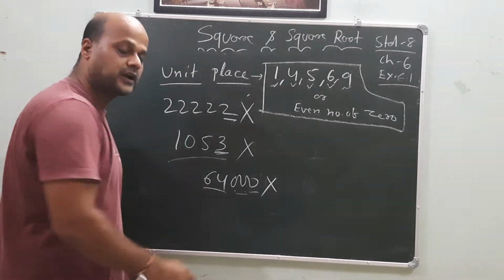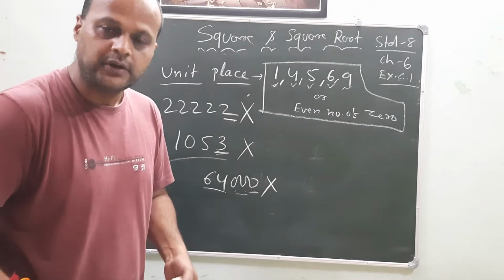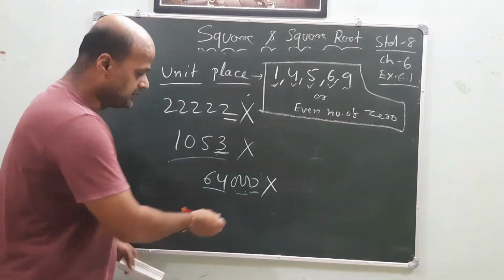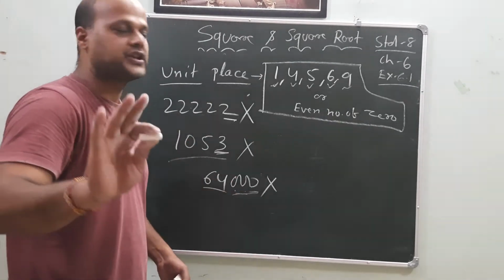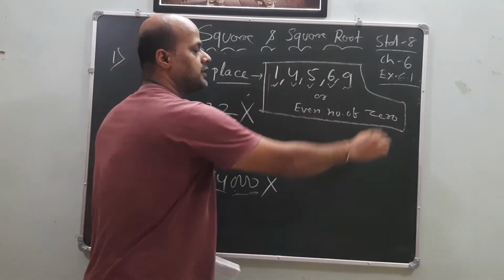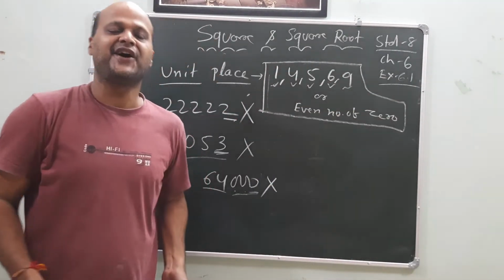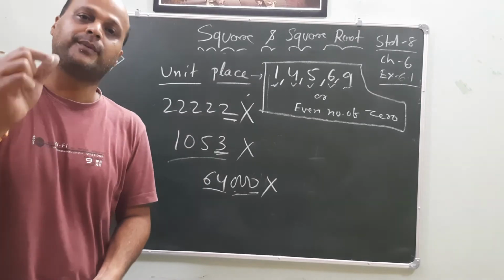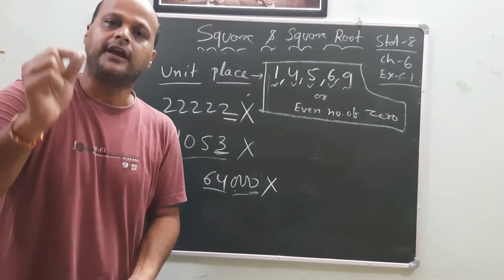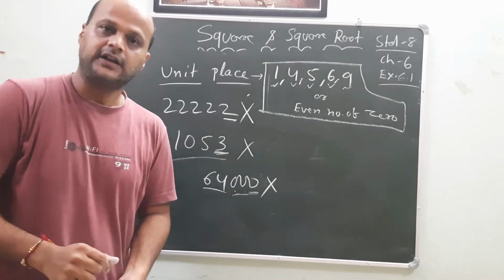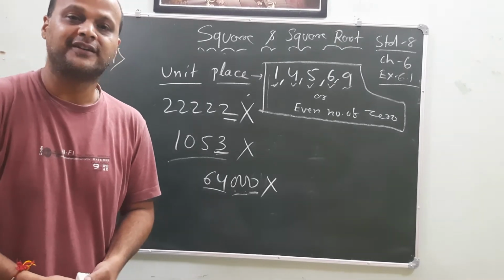64 is the square of 8. 8 times 8 is 64. But still it is not a perfect square. Why? The number of zeros does not match our rule. Understood, my dear friends? This is the funda.